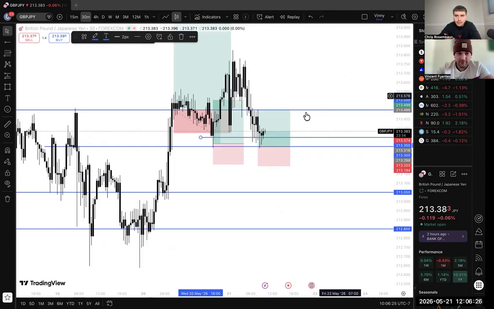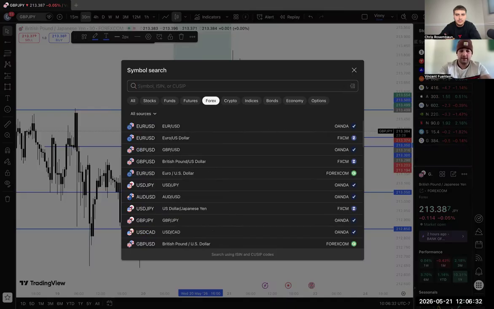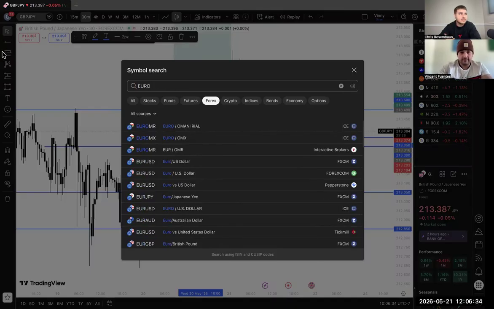And the other one I did was the Euro USD. Oh, then every time we trade, it's always Forex.com? It depends. Mine, on the Euro USD, I'm using FXCM. This one. Yeah.